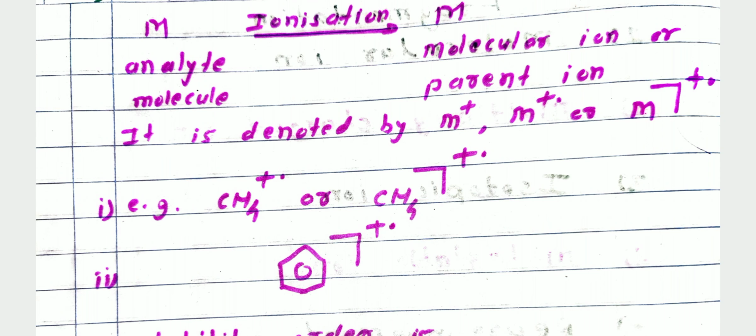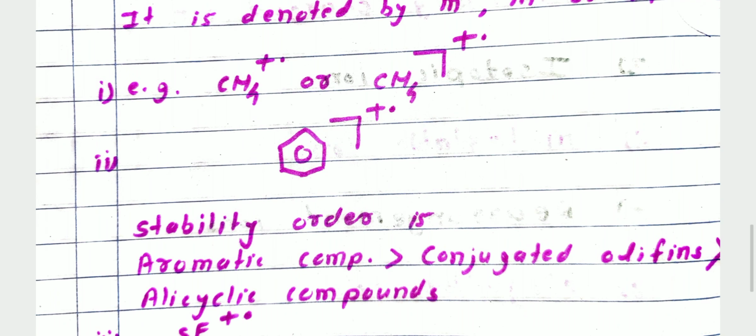For example, I am showing here the methane molecule. When the methane molecule is subjected to mass spectroscopy, it forms the molecular ion CH4 plus dot, meaning only one electron is removed when bombarding with a 70 electron volt electron beam. It is written as CH4 plus dot, or CH4 in brackets with a plus dot. Or I can give another example, benzene, written as benzene in brackets with a plus dot.